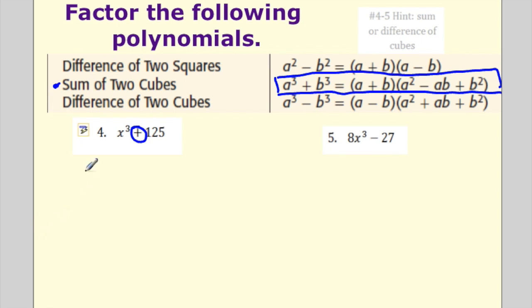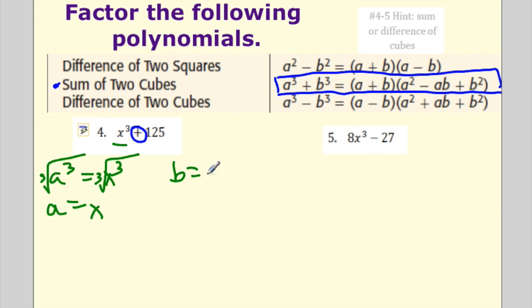What I would do is this part right here is my a. So a to the third is equal to x to the third. That means that a is equal to, if I take the cubed root on both sides, x. Then b to the third is equal to 125. If I take the cubed root on both sides, which I did on my calculator, I get b is equal to 5. Then I just need to plug it into this formula.